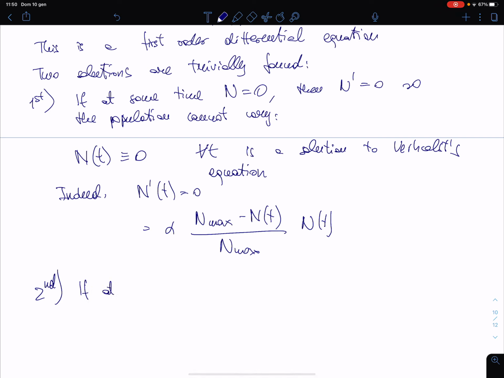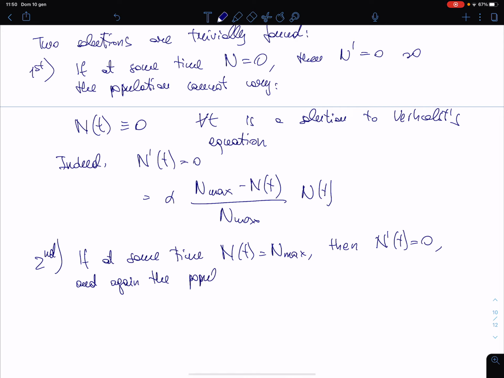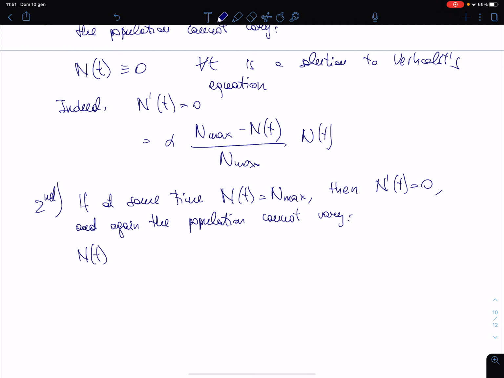So the second says, if at some time N of t is equal to N max, again, then we have N prime of t is equal to 0, and again, the population cannot vary. So N of t identically equal to N max at any time t is again a solution to Verhulst equation.